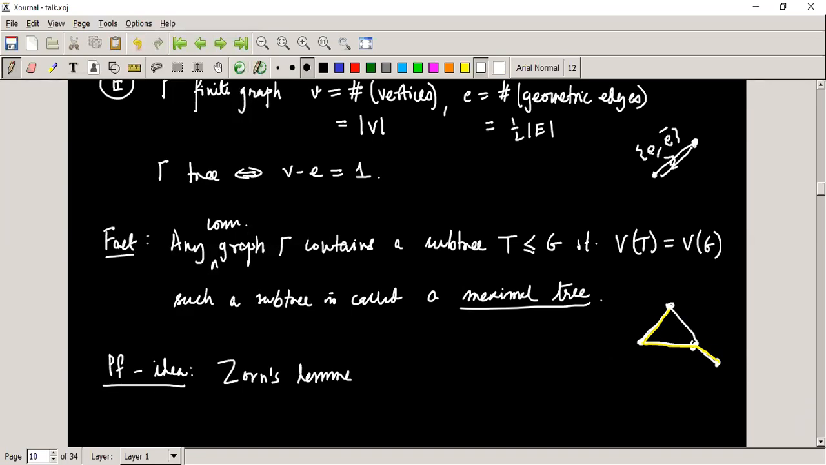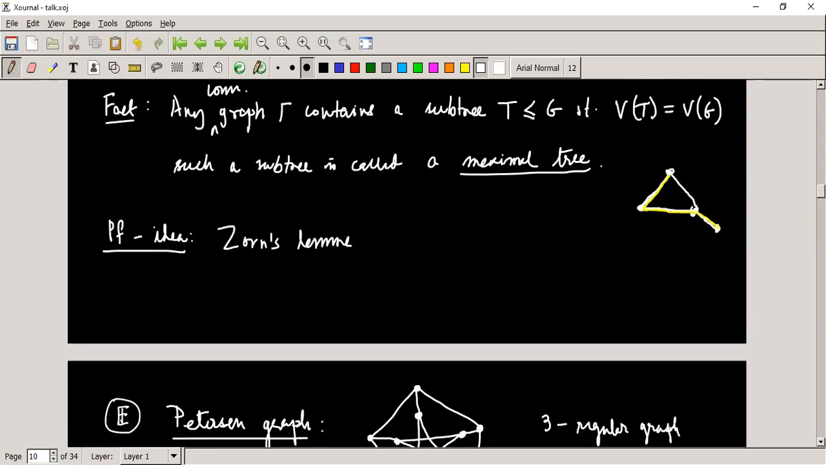And the proof is basically Zorn's lemma. You can try to prove it, it's not hard. You take the set of all subtrees of the graph, order it by inclusion, and prove that this has all the properties that you need to apply Zorn's lemma. It is non-empty, and every chain has an upper bound, and then you get a maximal element, and that will be a maximal tree. You can prove it. That's not hard. So take it as an exercise.